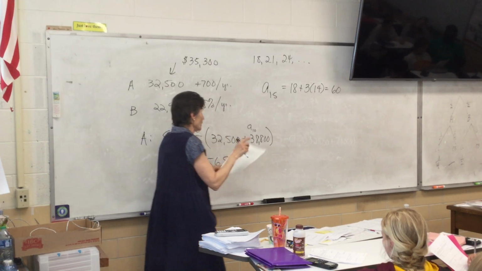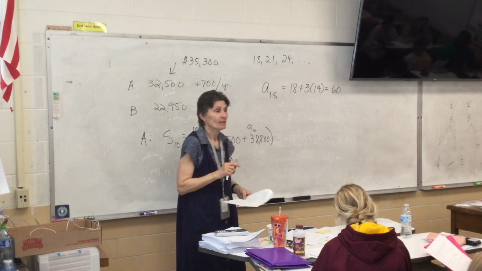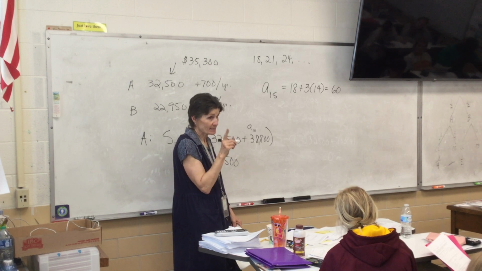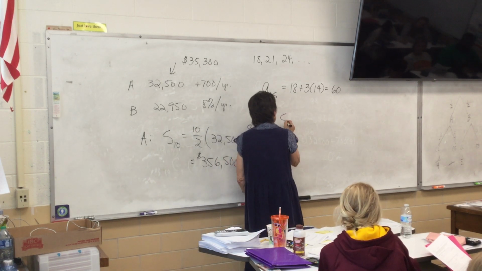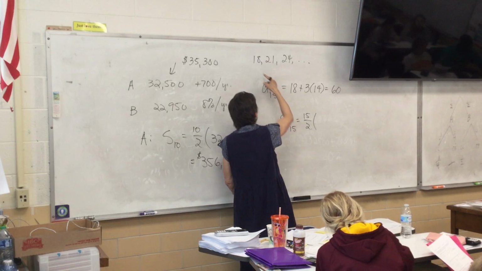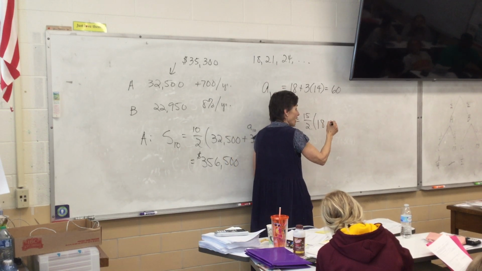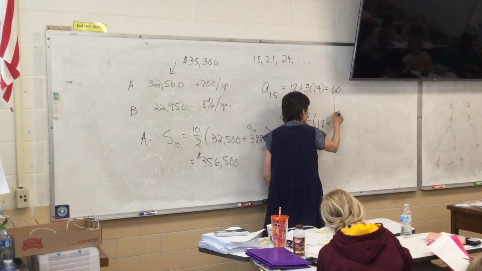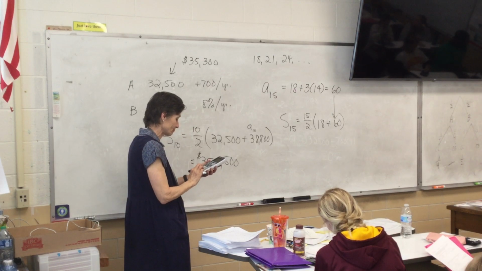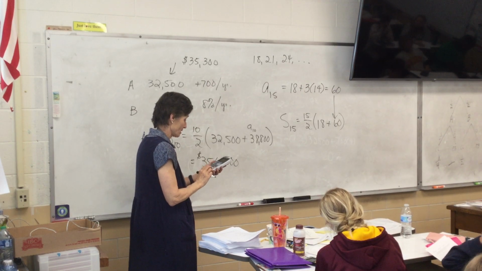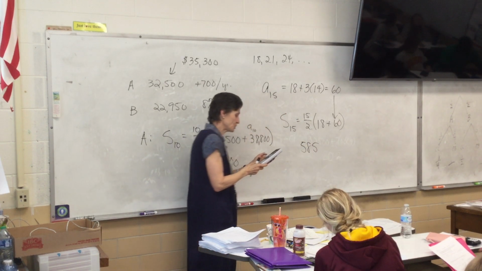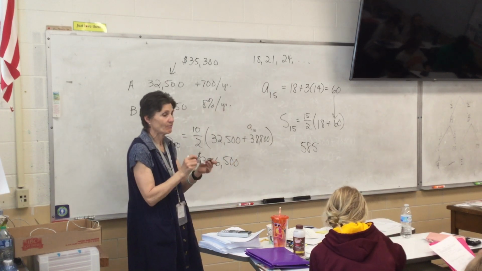All right, how many will she have done by that day? Is that a sum? So the sum of 15, 15 over 2, first one is 18. Oh, we're in luck. What goes here? 60. We are in luck. We don't have to find anything else. We already did that. Did you get 585? Yes. So she will have done 585 problems.